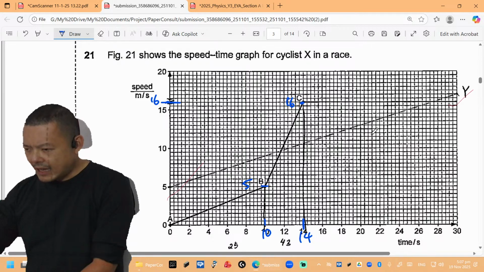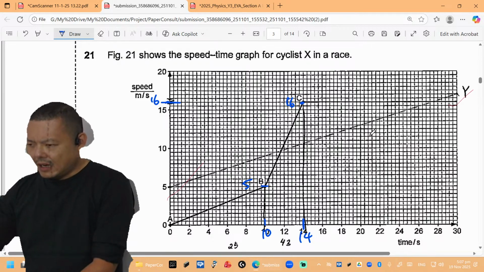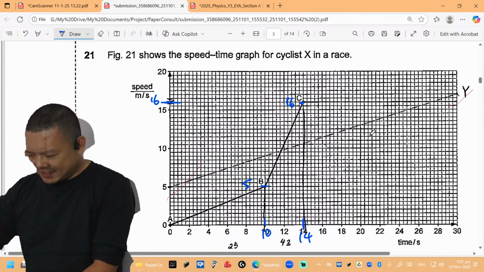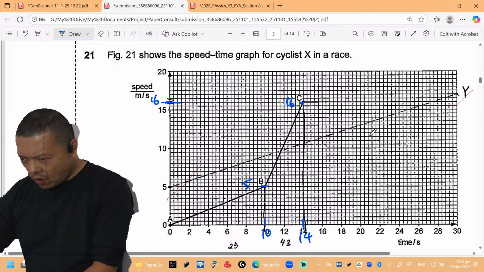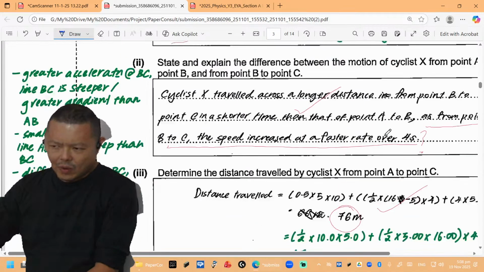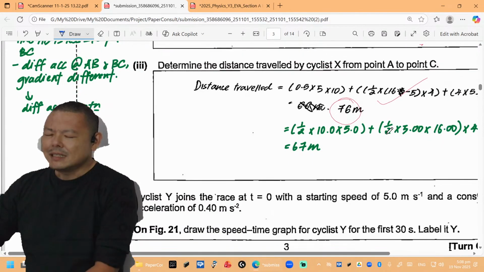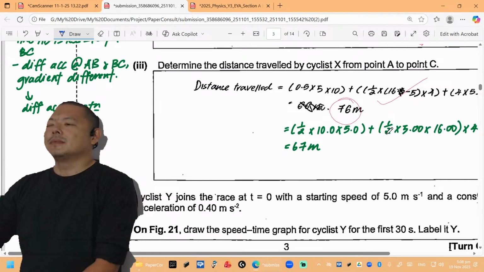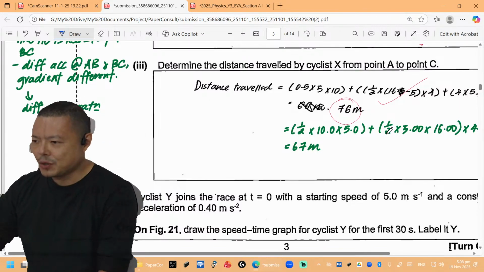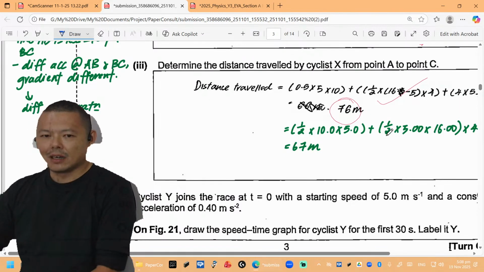Half times 5 times 10 plus half times 5 plus 16 times 4. Area of trapezium. Not a physics issue, math issue, right? Okay, good, clear.